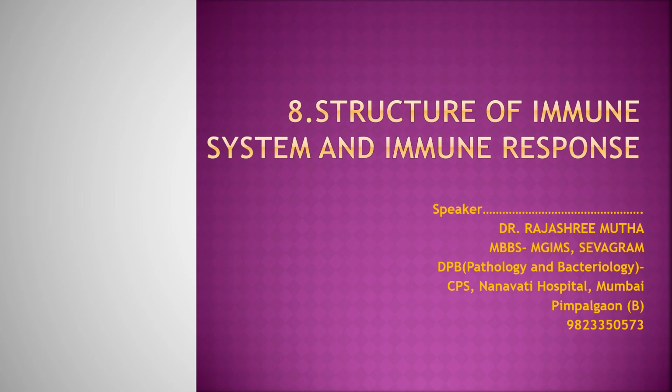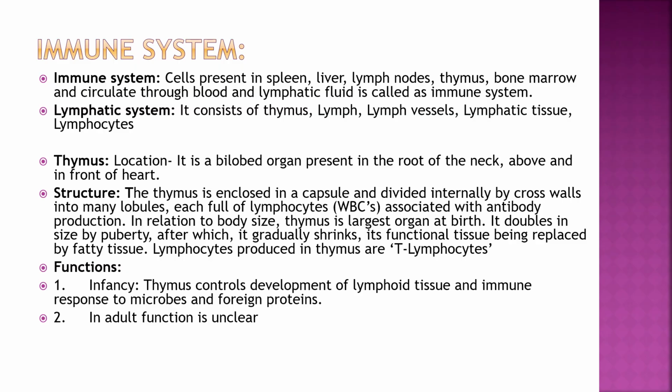Hello students, welcome to this session. Let's study the structure of the immune system and immune response. Immune system cells are present in the spleen, liver, lymph nodes, thymus, bone marrow and circulate through blood and lymphatic fluid, and together are called the immune system. The lymphatic system consists of the thymus, lymph vessels, lymphatic tissue and lymphocytes.